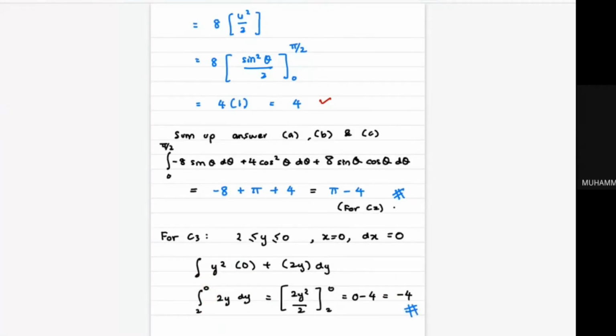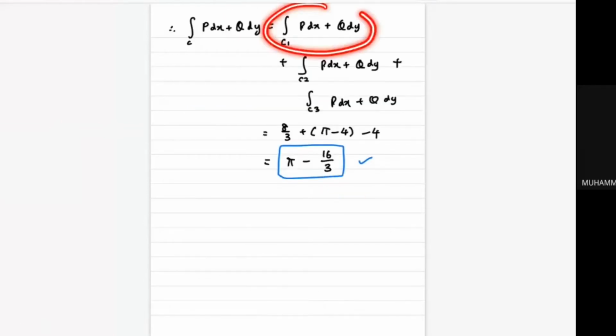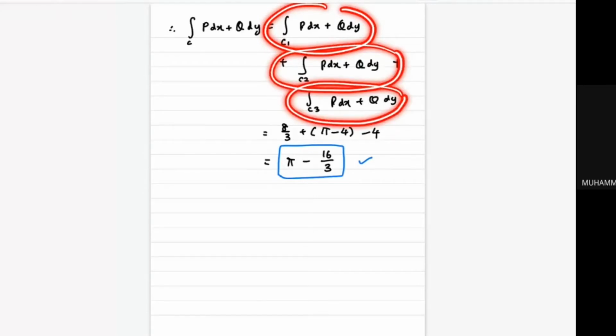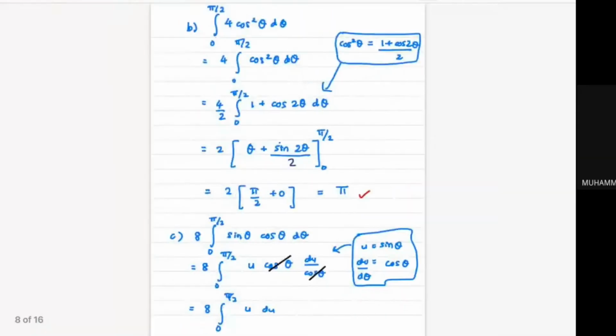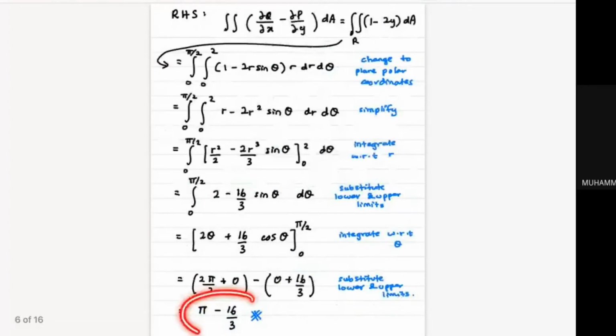Now you get all the answers for C1, C2, and C3. So your left hand side is C1, C2, and C3. Combine all the answers, 8 over 3, pi minus 4, and negative 4. So this is your answer for the left hand side. You can see here, left hand side, pi minus 16 over 3, and the right hand side just now, also pi minus 16 over 3. So you just proved Green's theorem for this example 1.